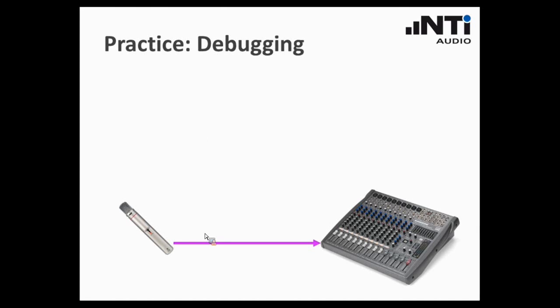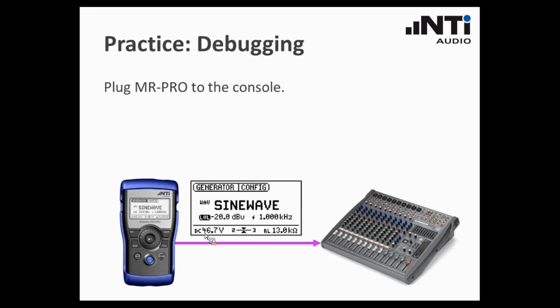Now let's start looking at practical aspects of using the MR-PRO. A typical application would be debugging of a stage setup. So you have a microphone connected to a mixing console. Maybe you are encountering some problems of whatever kind. How can the MR-PRO help you in solving that? First step, you replace the microphone: you unplug it and connect the MR-PRO to the cable.